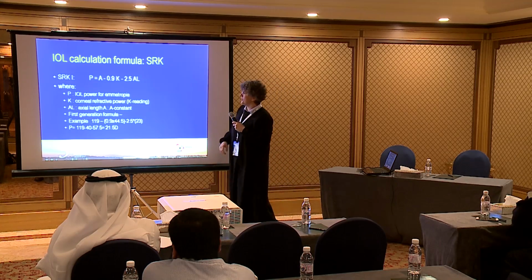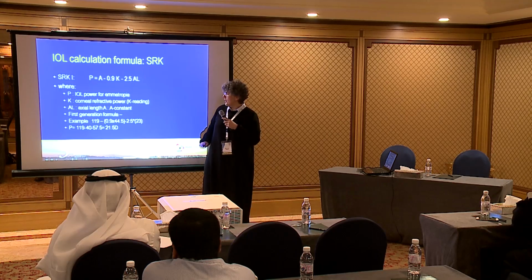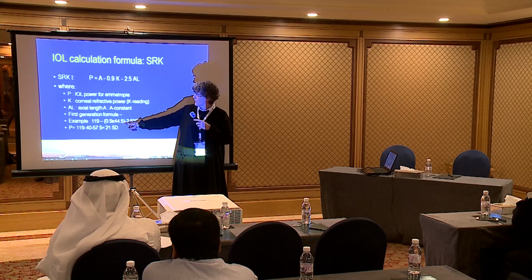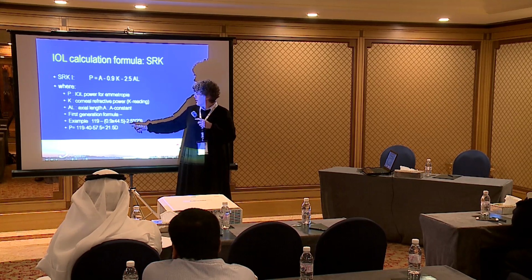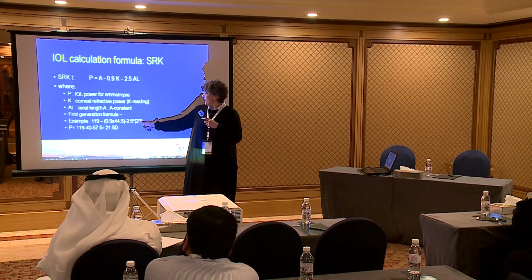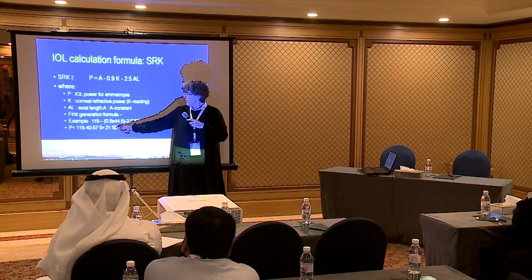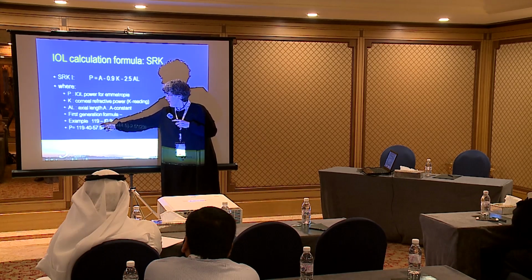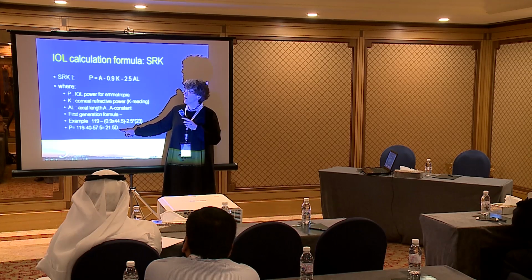I put an example here. For example, your A constant is 119 for a lens, and you have an eye that has a K reading of an average of 44.5. So you take 90% of this, you get to 40, then you take 2.5 times the 23, that's the axial length in millimeters, that's 57.5. So you deduct this part and this part from the 119, you get a lens of 21.5.